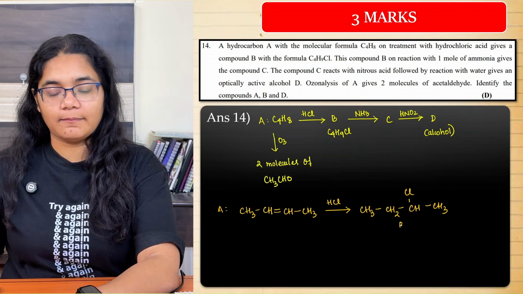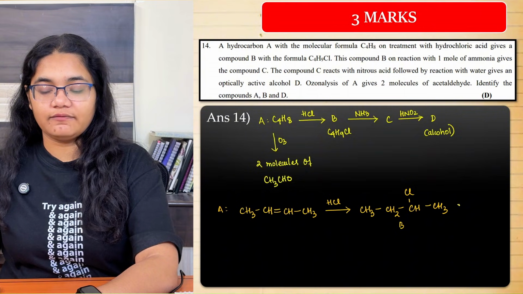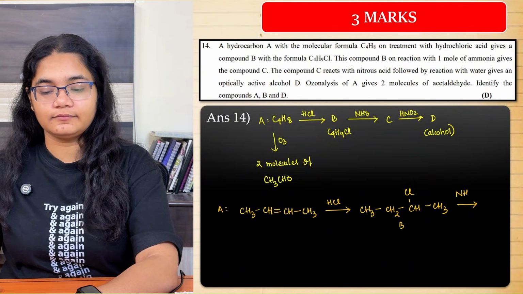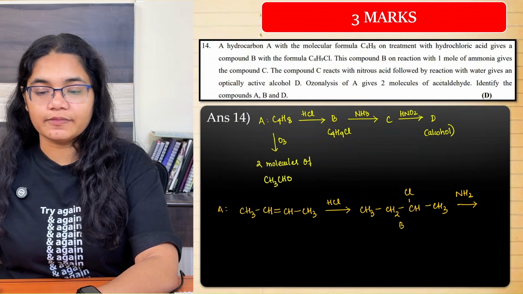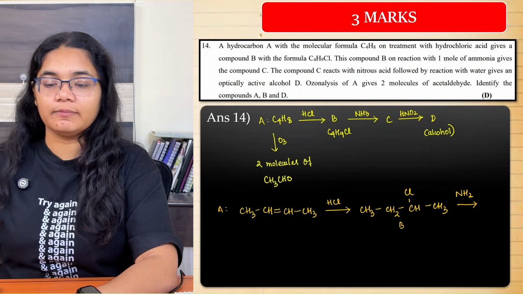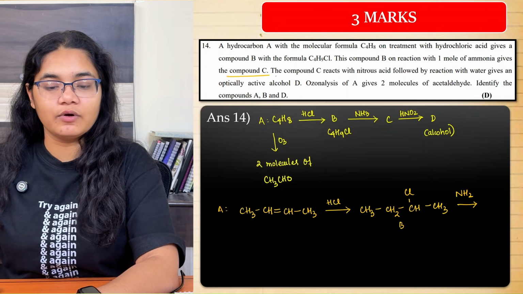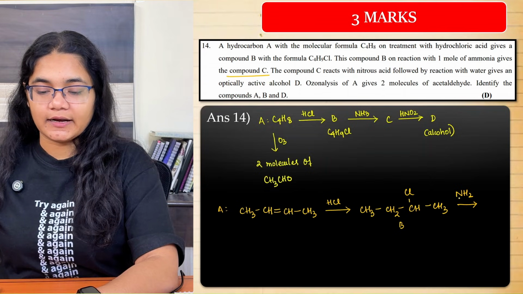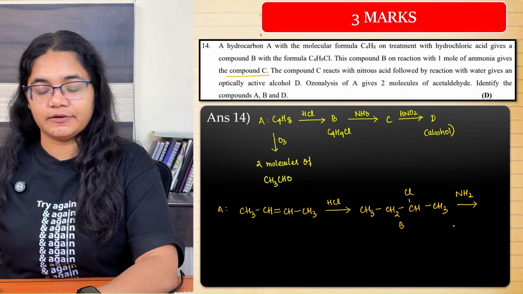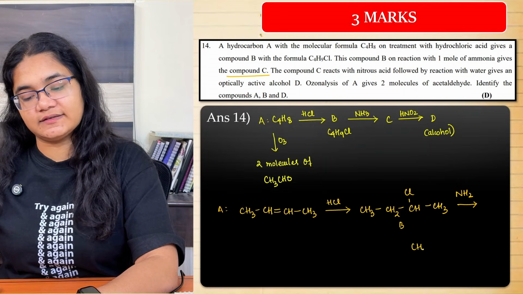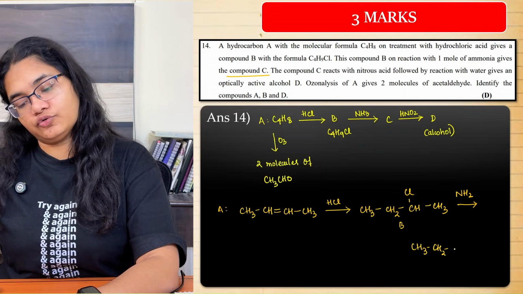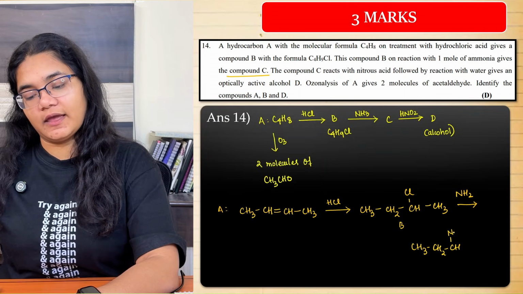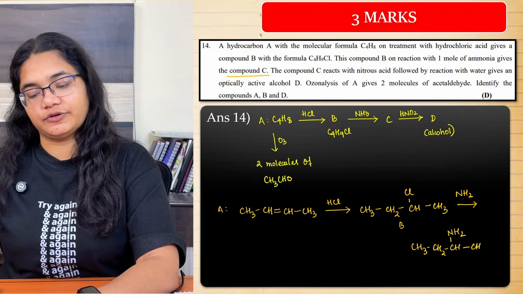Okay, this is compound B. Now when you treat it with ammonia, you will get what? The compound C. What they have told you, compound B reacts with 1 mole of ammonia to give you compound C, right? And similarly the Cl will be replaced with NH2 group. So I will get CH3CH2CHNH2CH3.